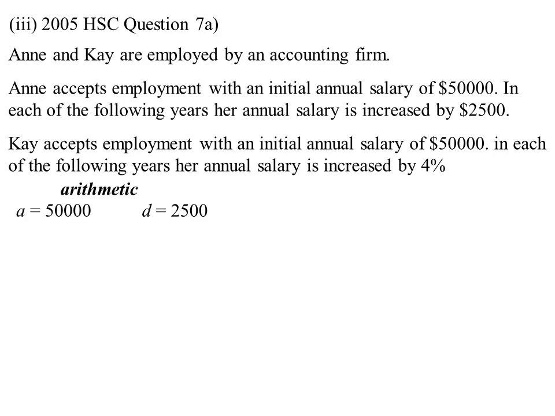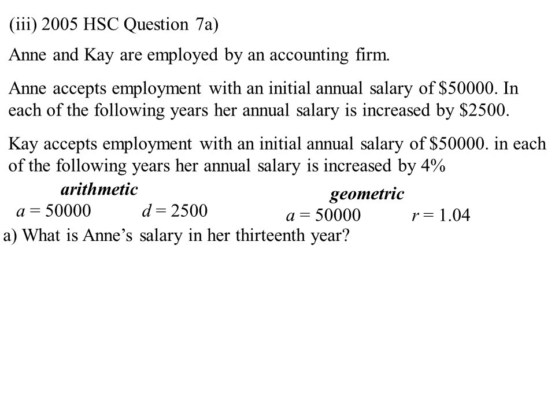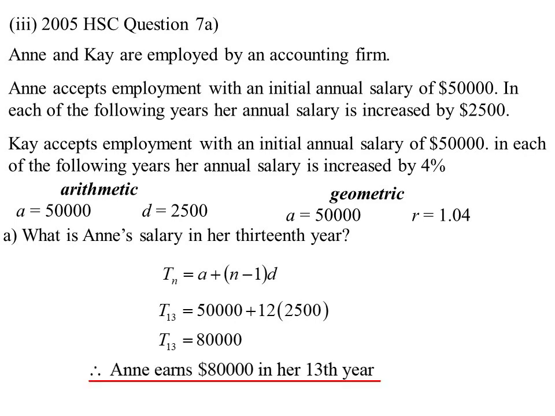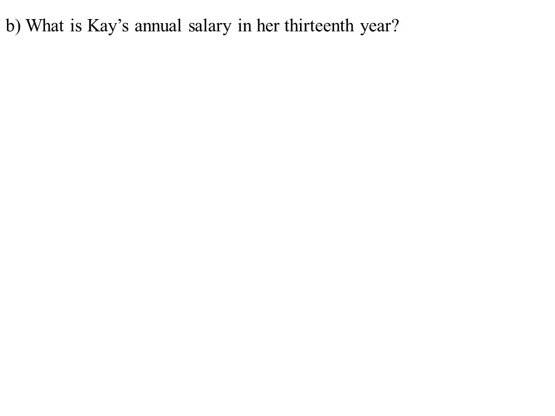So Anne is arithmetic, Kay is geometric. What is Anne's salary in her 13th year? Well, term n is a plus n minus 1 d, so term 13, we can work it out. She will end up earning $80,000. What about Kay? Was she smart? Should she have gone for the other option?